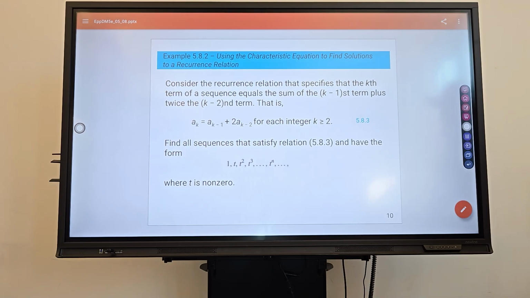Find all sequences that satisfy the relation and have the form 1, t, t squared, t cubed, etc., to t to the n, where t is non-zero.